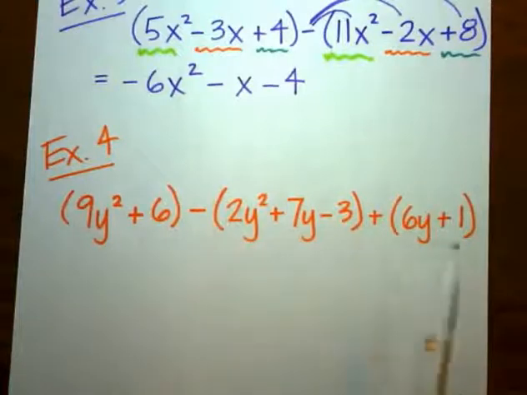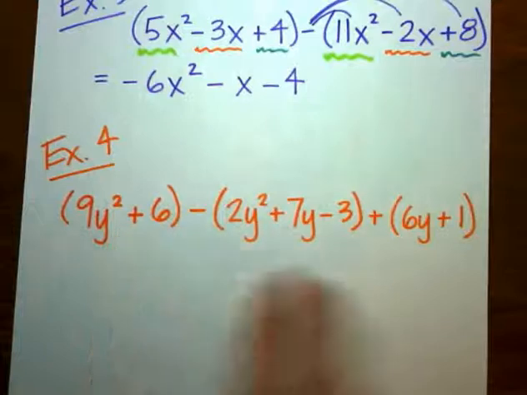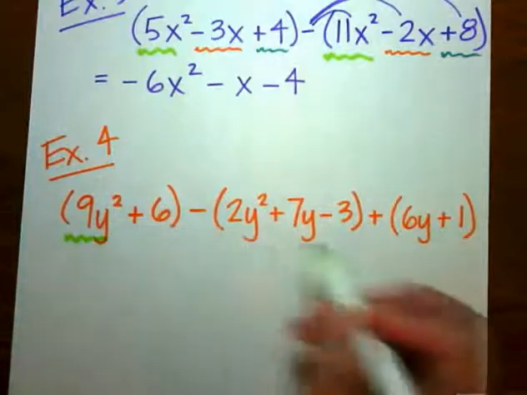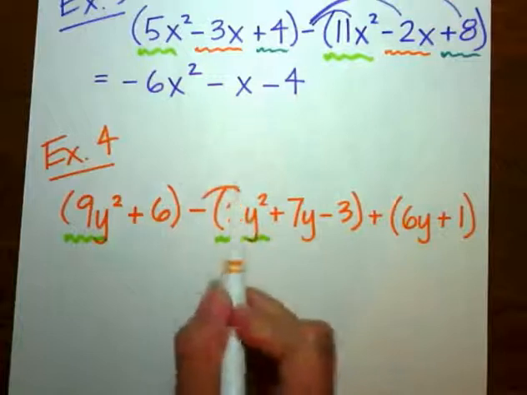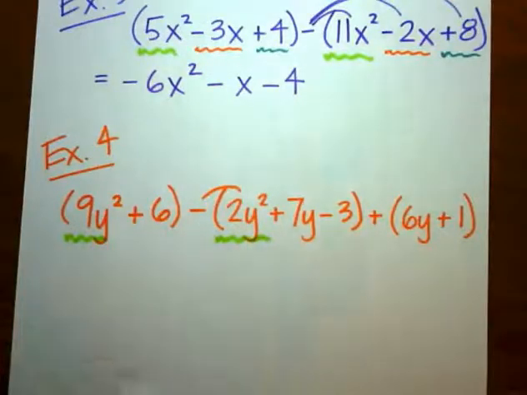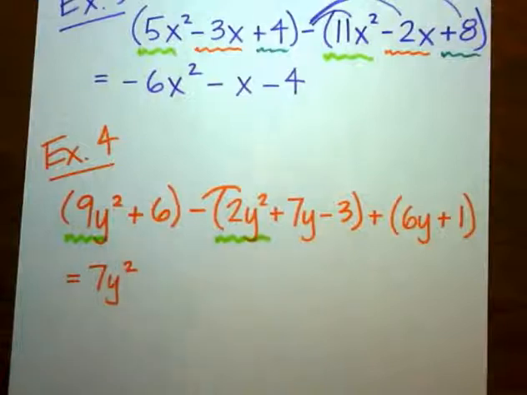So you can go straight across and look for like terms, or you could do these two together first, and then take that answer and add it with that. I'm going to go ahead and go straight across. So I'm going to look for the y squareds first. And then remember that the y squared is the highest exponent, so that one's going to come first. So this is 9y squared minus 2y squared. So that would equal 7y squared.